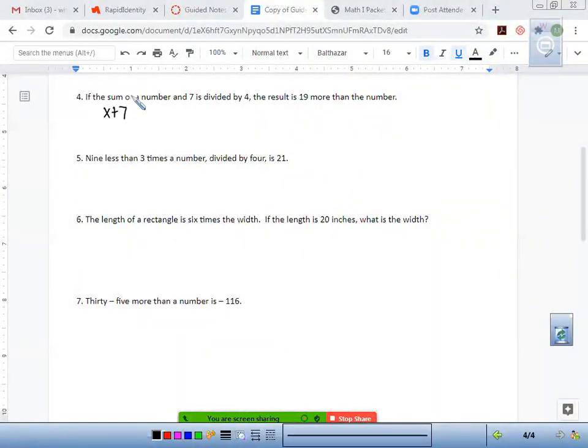So it says that sum is divided by 4. So I'm going to put divided by for the whole thing and then put 4 underneath it, because it said that sum is divided by 4. What does the result is mean? Equals. 19 more than a number. Plus 19 plus x.